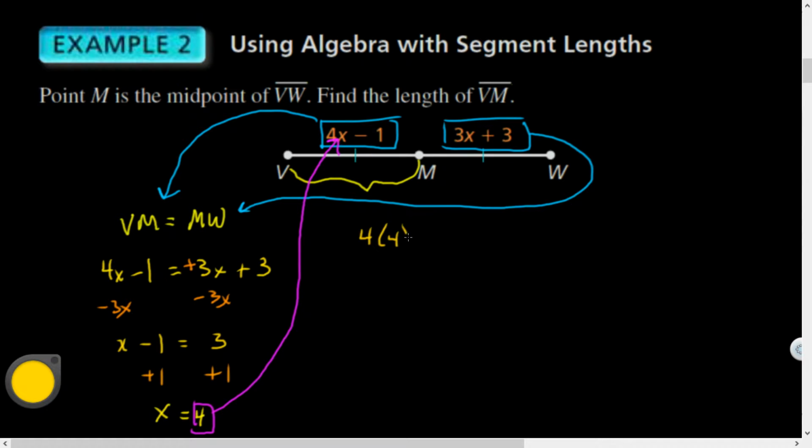4 times 4 minus 1, VM is equal to? Man, my writing is terrible. 4 times 4 is 16 minus 1. It looks like VM, it looked like an R for a minute, is equal to 15. And we don't have units for these, that's fine. We're cool. We're good. I don't need units.